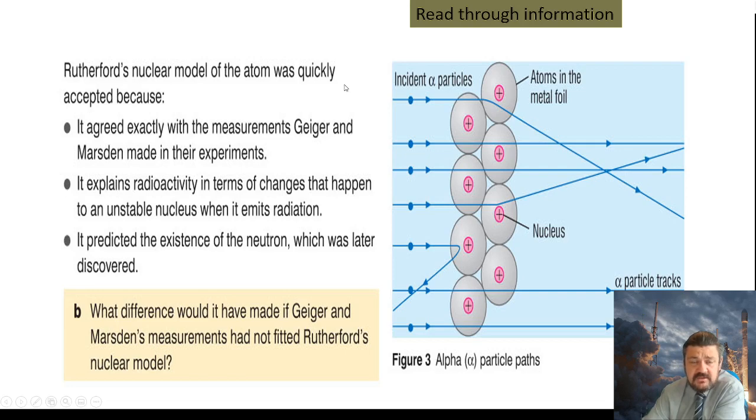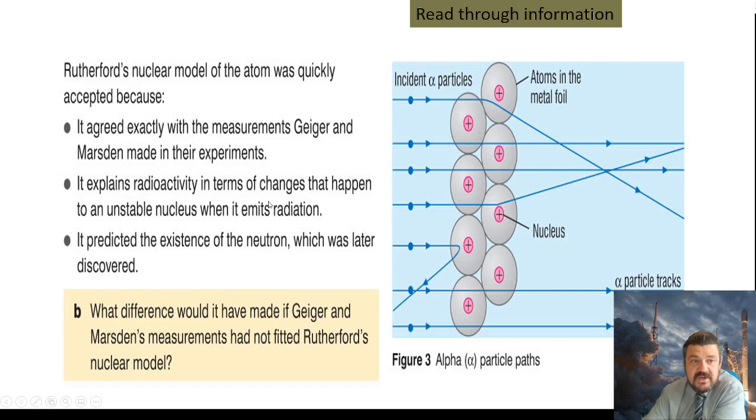This next section, we're going to look at what we know as peer review. So Rutherford's nuclear model of the atom was very quickly accepted because of the following reasons. It agreed exactly with the measurements Geiger and Marsden made in their experiments. Now, Geiger and Marsden, I believe they were Rutherford's assistants. Rutherford got those guys to repeat the experiment over and over and over again. What they noticed is that the results agreed with Rutherford's.